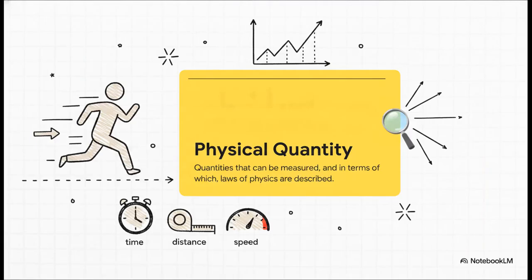So, what exactly is a physical quantity? Well, simply put, it's something that can be measured, and it's what we use to describe the laws of physics. Think about a group of runners in a race. We can't just stand there and casually say, wow, they're fast. I mean, that doesn't really help us do real science, right? To actually do the science, we have to quantify that motion using specific, measurable properties, things like distance, time, and speed. That is exactly how we turn a simple observation into rigorous physics.